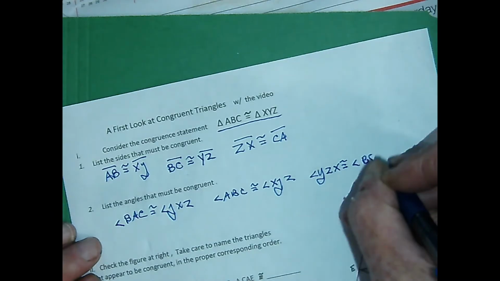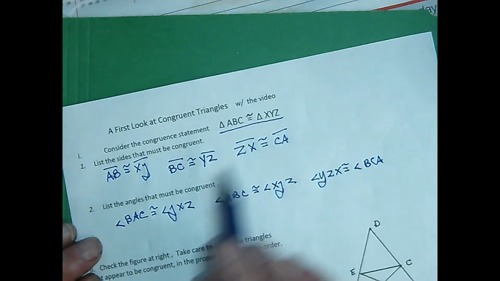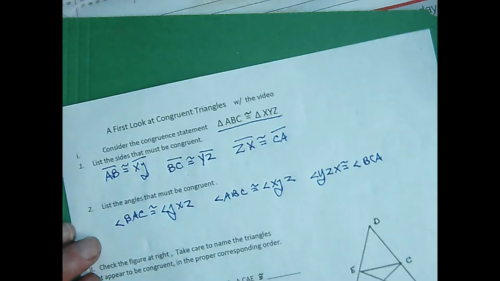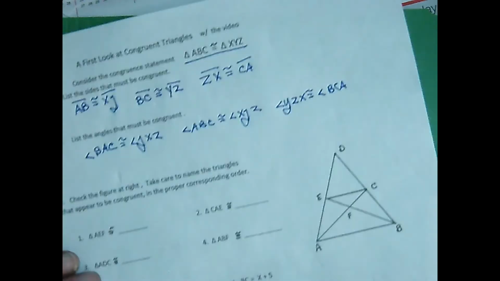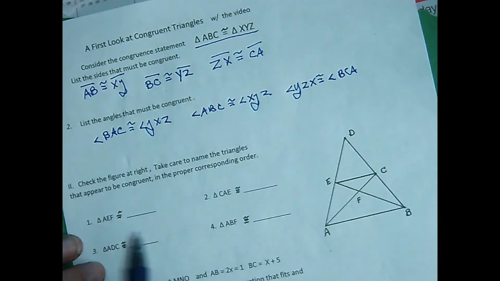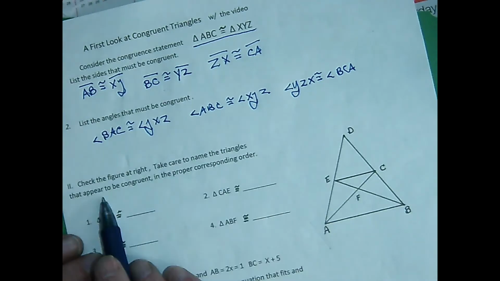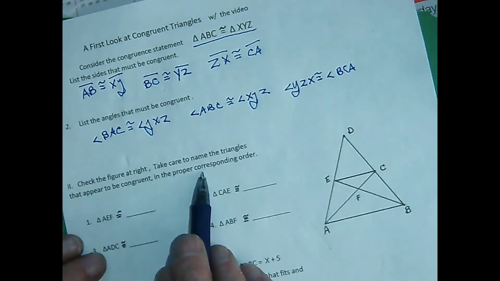So what you've got to be realizing is it's important that we name these very carefully, or these corresponding parts won't be matching up as they should. And here's a good example of how we name congruent triangles very carefully. Look at this instance, for example. Check the figure out. Take care to name the triangles that appear to be congruent in the proper corresponding order.